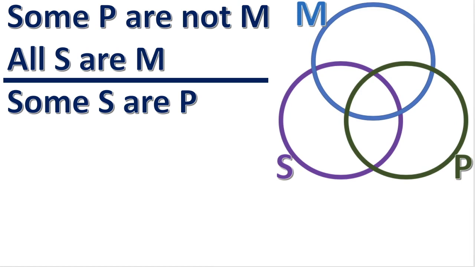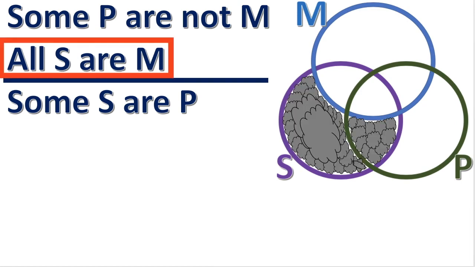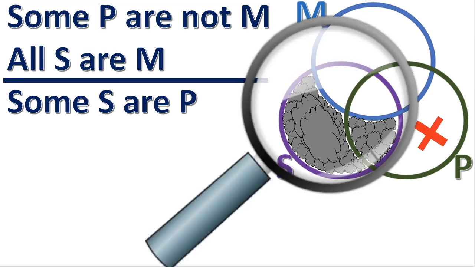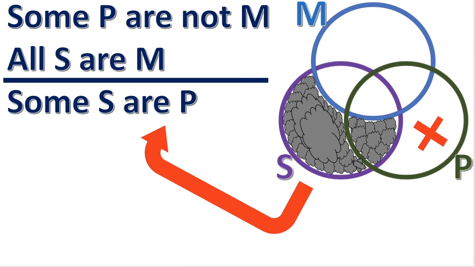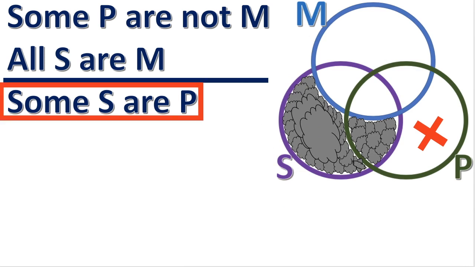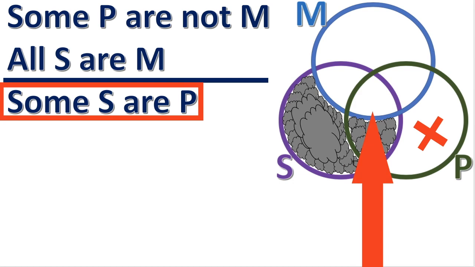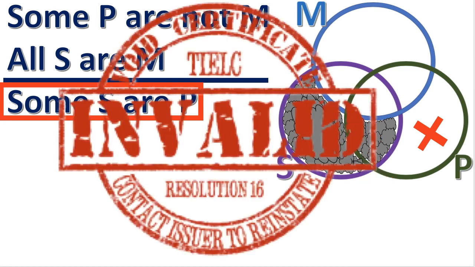Now here's an interesting syllogism. First, we diagram the universal premise, then the particular premise. Then we check the diagram to see if it supports the conclusion. Notice the conclusion claims that some S are P. The diagram shows that S could be P, but it doesn't prove that some S are P, because there is no X in the overlap area. So the syllogism is invalid.